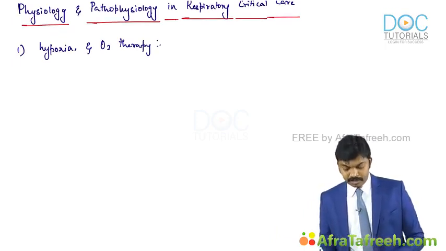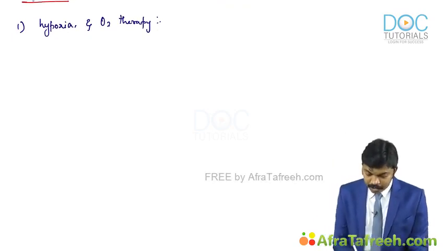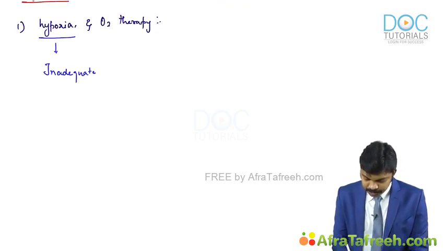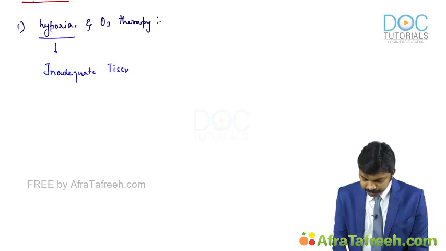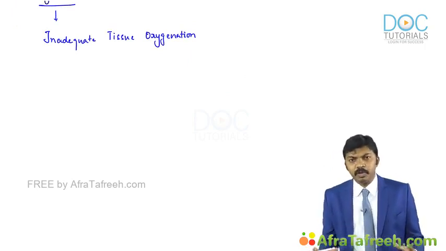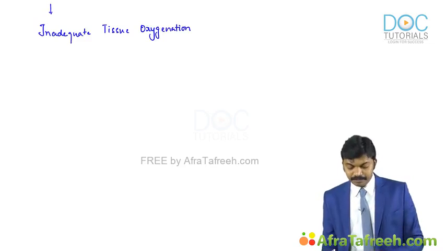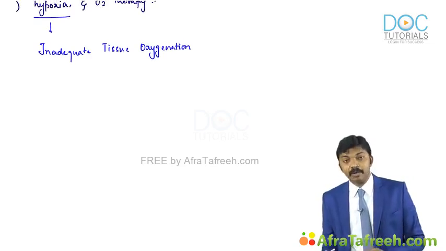Now, the first condition that we will be discussing is hypoxia and its relevant oxygen therapy. So, hypoxia literally means inadequate tissue oxygenation. Ultimately speaking, the peripheral tissues in the body are not receiving enough oxygen, doctors. That is the term that we describe as hypoxia.